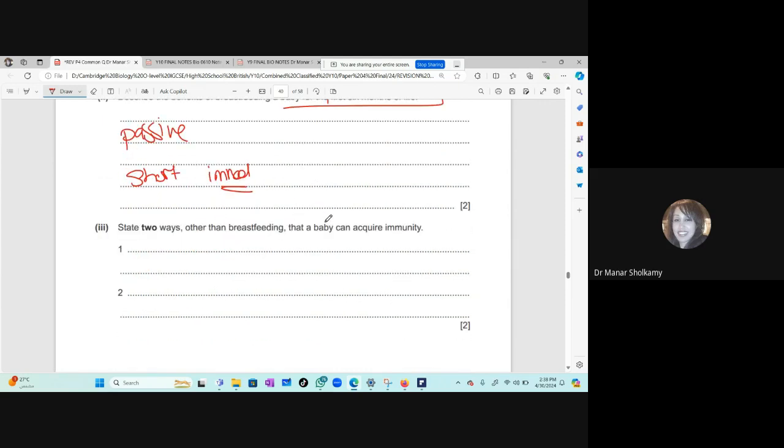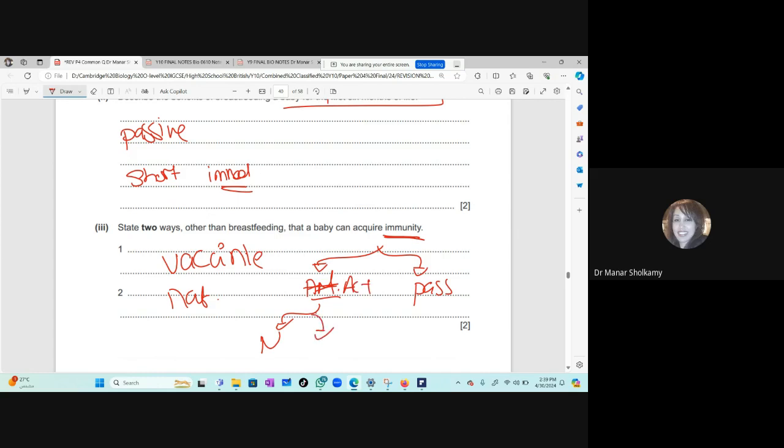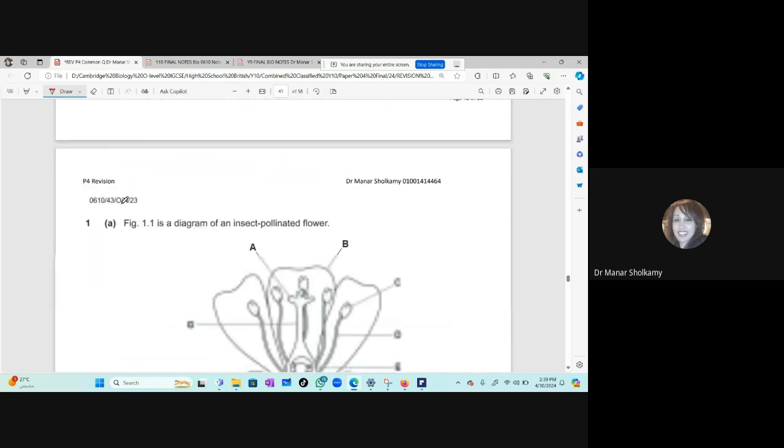State two ways other than breastfeeding that a baby can acquire immunity. Vaccine, yes, of course. What else? Natural infection, and you acquire immunity through the placenta and through the breastfeeding. Don't forget the types of immunity we have: active and passive, and natural and artificial, in both of them. Okay, don't forget immunity.